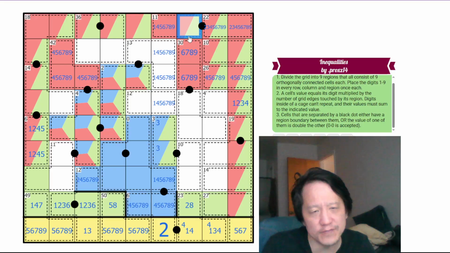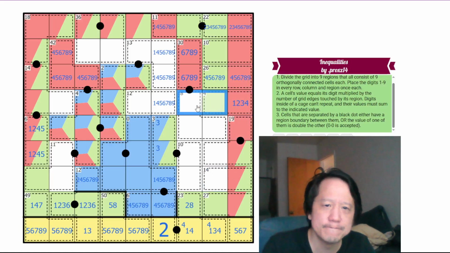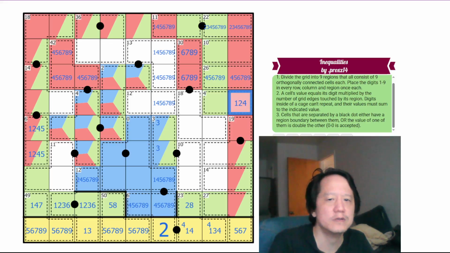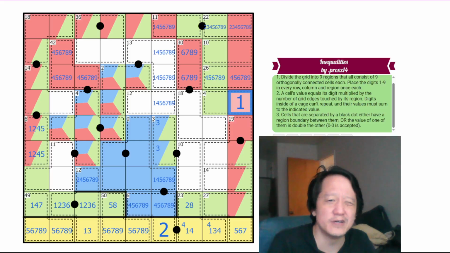Okay, so let us try this. If this is red, this can't be red, it's green. Green has to orthogonally connect out. This is definitely going to be red. This has to be green here. This has to be red. This must be red that way. This then has to be a 1-2 pair. And the double has to be 1. The single has to be 2. So this is 1, that's 2.